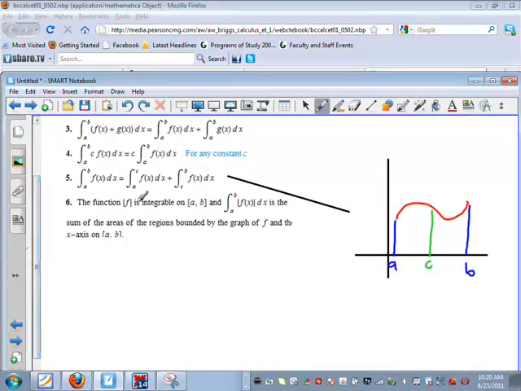And then the function, the absolute value of f. If you can calculate the integral under f, then you can calculate the integral of the absolute value of f. The absolute value of f makes all that was negative positive. And so the classic example is if we take something like x cubed.